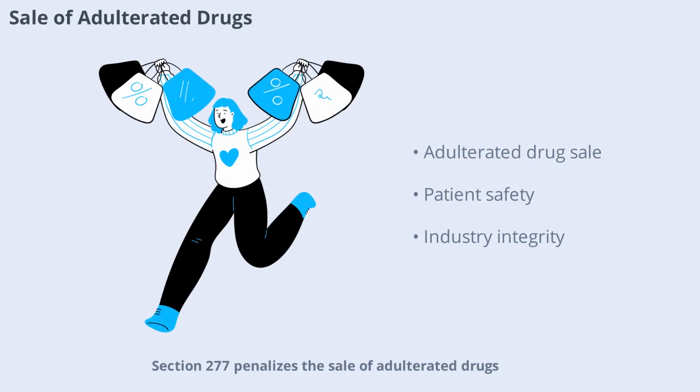Section 277 penalizes the sale of adulterated drugs. Selling medicines that have been mixed with inferior or harmful substances is a serious offense. The law aims to prevent health hazards and ensure that patients receive safe, effective treatments. By targeting those who compromise drug quality for profit, this section reinforces the importance of integrity in the pharmaceutical industry.